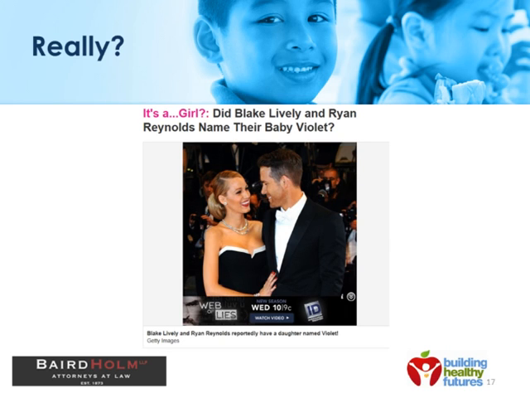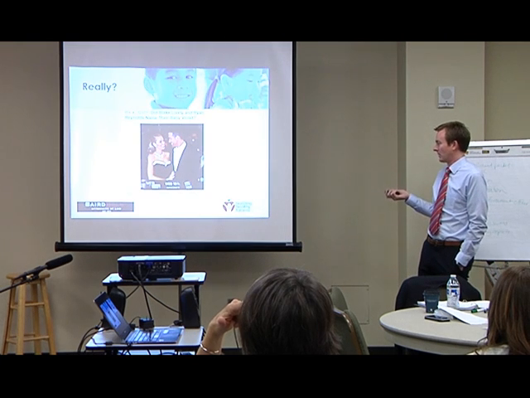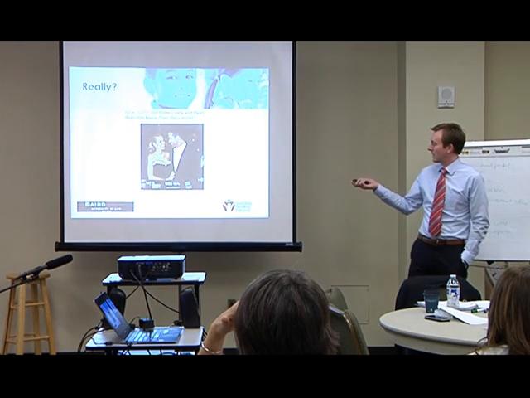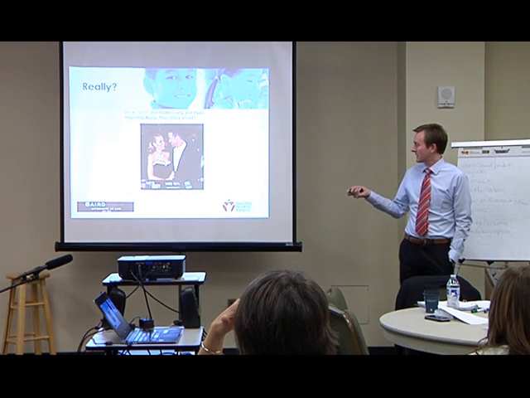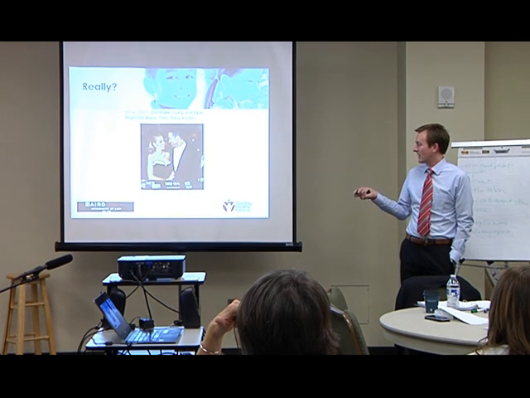Blake Lively and Ryan Reynolds were having a baby recently, and they were at a hospital, and it was reported that they were having a baby. No one really knew what they had named their daughter. So at the bottom, this is the report. It says Blake Lively and Ryan Reynolds reportedly have a daughter named Violet.